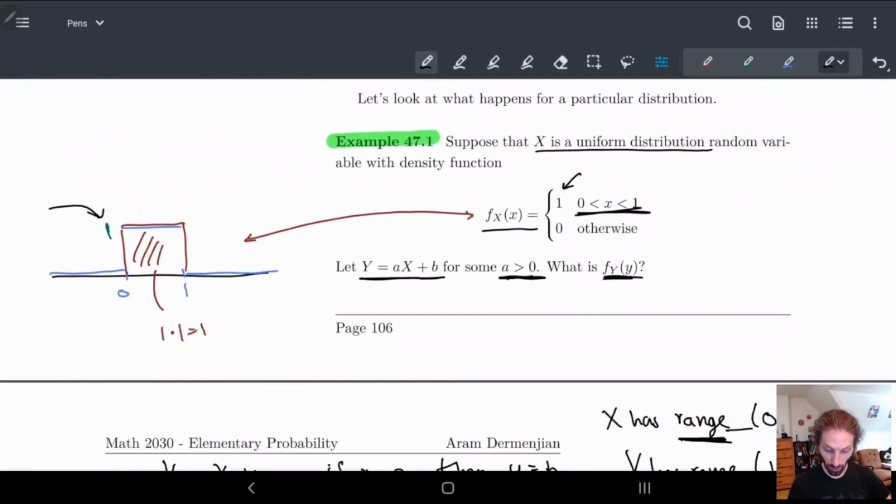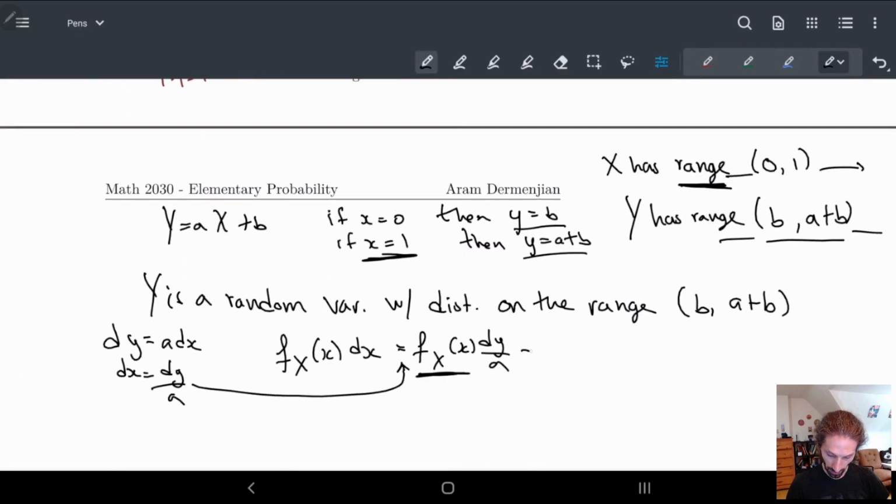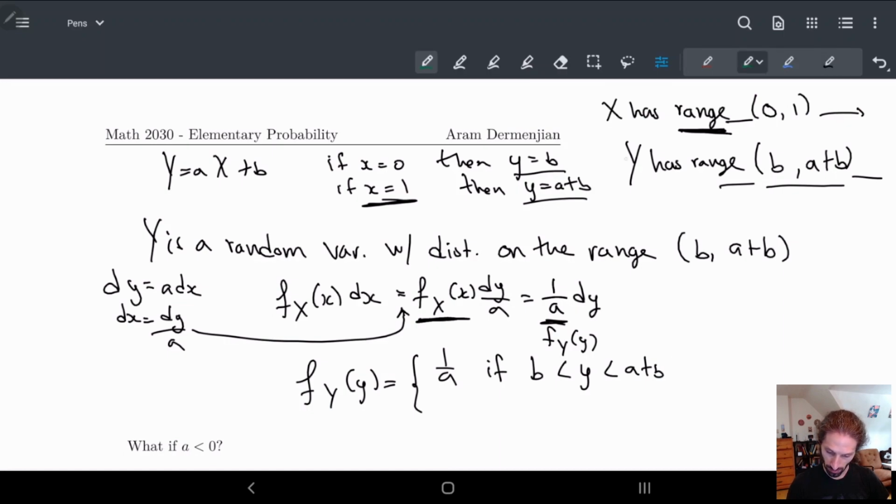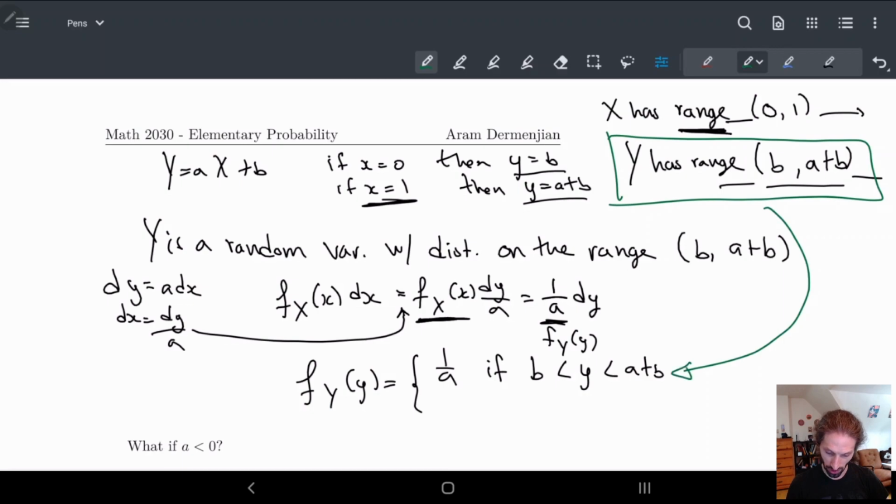So what is f sub X of x? Let's look up. We already have this value within our range. Within our range, this is just equal to 1. So here, I can just say this is equal to 1 over a dy. And that basically gives us what we should have for f sub Y of y. So in other words, f sub Y of y is given by 1 over a if we're in the range b to a plus b. So this range here is telling me where this function lives. And then we're going to have 0 everywhere else, otherwise.